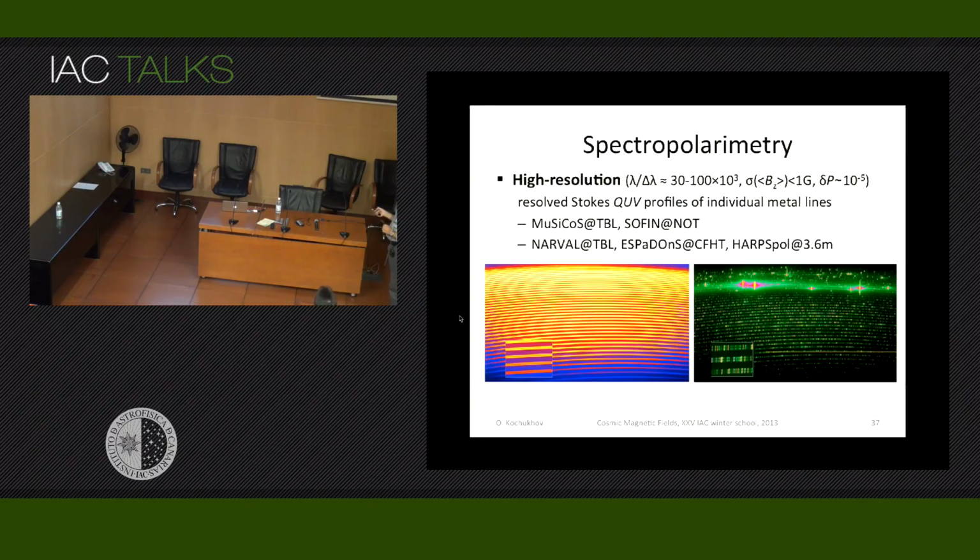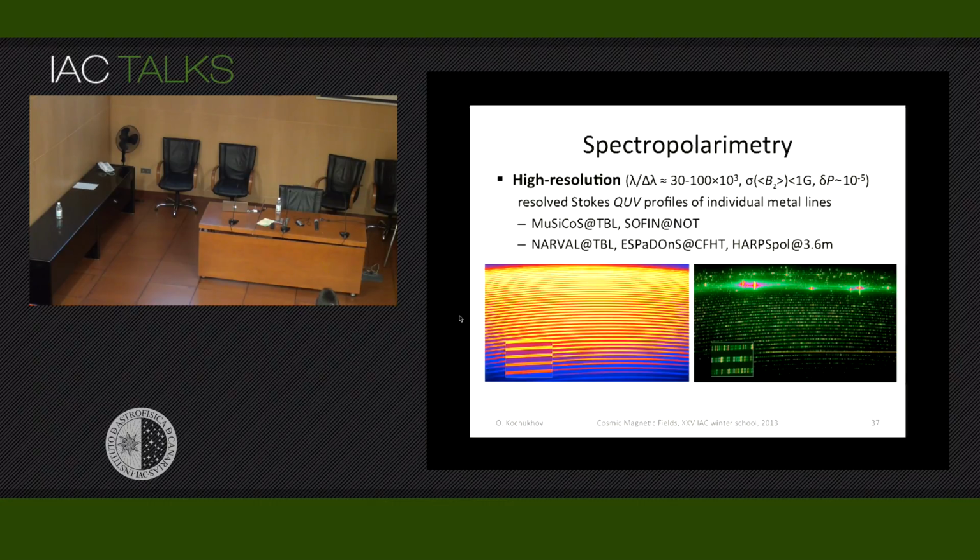And here I list a few instruments of this kind that were used or are currently being used for stellar magnetometry. So MuSiCoS at the 2-meter TBL at Pic du Midi is decommissioned now. This is also decommissioned, but it has been used for a lot of observing proposals here in La Palma, SOFIN at the Nordic Optical Telescope, and these three are the currently most widely used: Narval at Pic du Midi, ESPaDOnS at CFHT, and the HARPS polarimeter at the ESO 3.6 meter telescope.